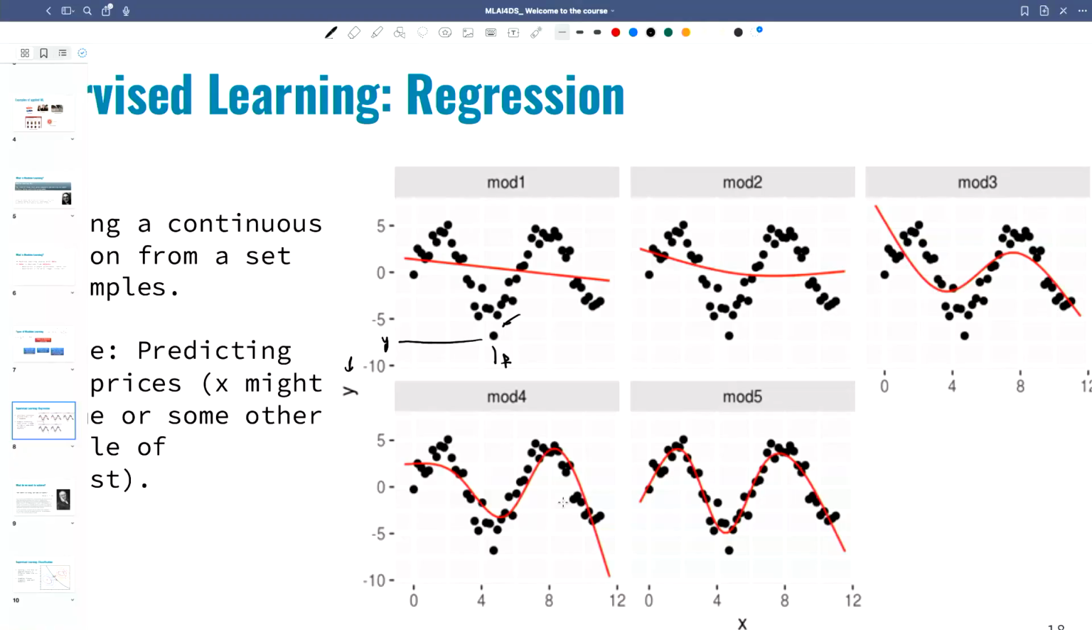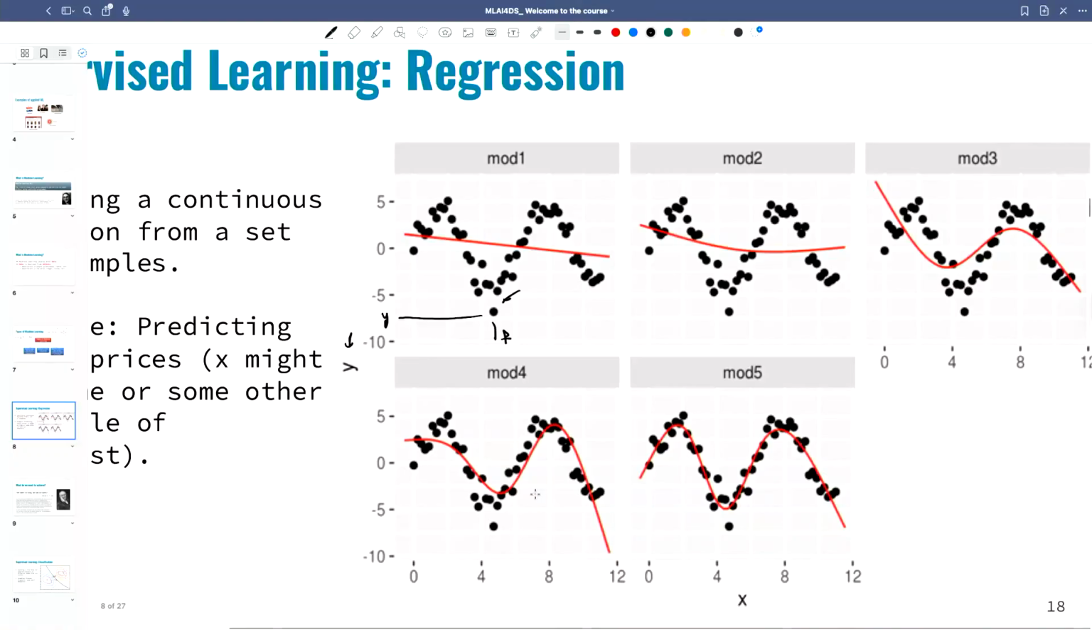The simple model, like the one our friend said, is just about the average of the points. Does it perform well? No, not really. It's not following the trend of the data. The second model is a bit better, maybe a quadratic. The third model is a polynomial of degree 3. And the fourth model, you can see the situation has got a bit better because it's more flexible. And the fifth model is even better, right?